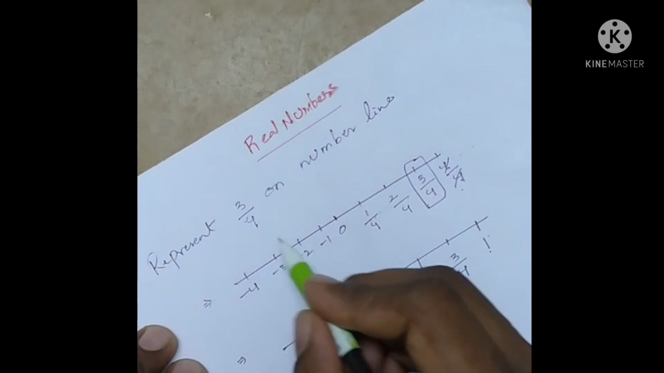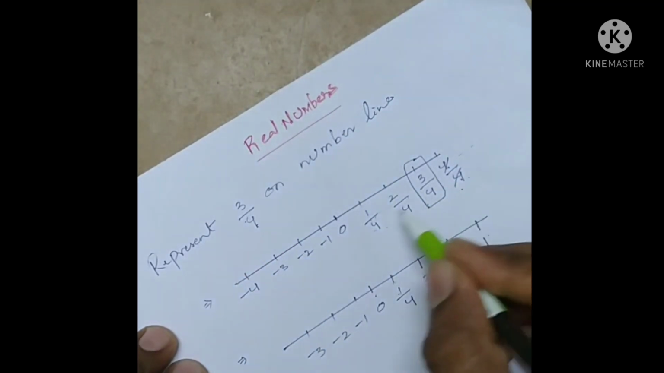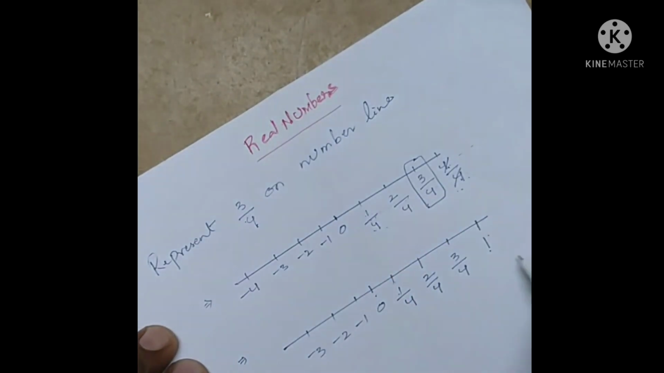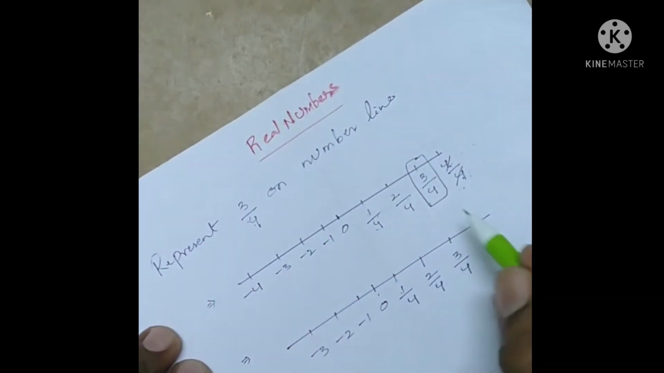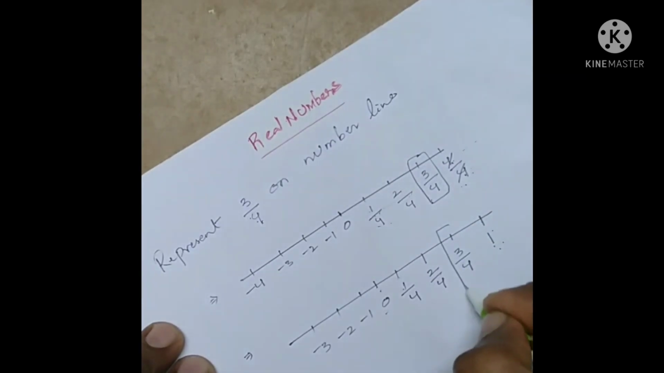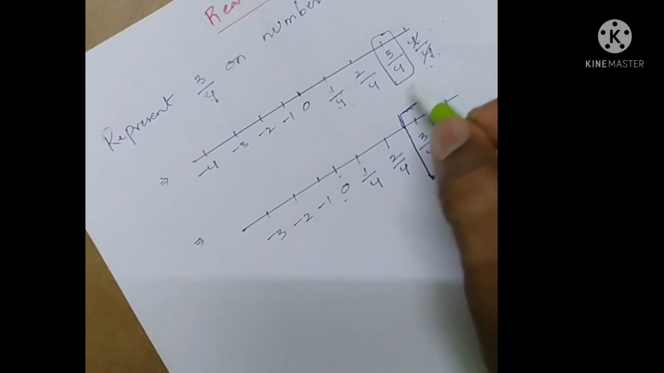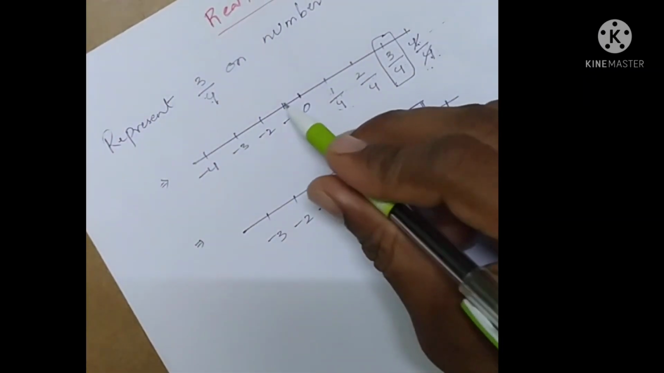Let's take each integer interval with denominator 4. So here 1 by 4, 2 by 4, 3 by 4, 4 by 4. 4 by 4 means 1. Here the proper fraction values are always in between 0 and 1. This is our required p by q form. So this is our required fraction 3 by 4.